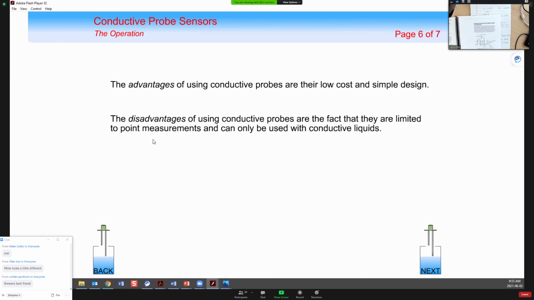So here's something important. The disadvantage of using a conductive probe is that they are limited to point measurement only, and can only be used with conductive liquid.